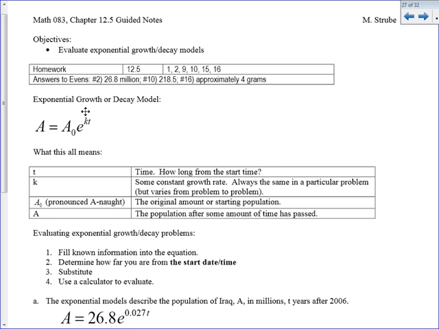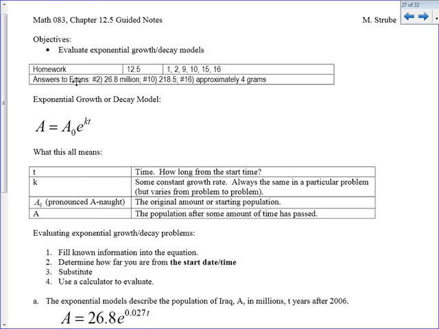The first is K. That's our constant of growth or decay. So K is a constant. K is a number that you'll be given in these problems. The only other thing we really have to figure out is T. And T is our time. We want to know how long we are from the start time. So if we're starting something in 2001, I might say, what's the population then in 2013? So we're going to have to see what time has elapsed from our start time.